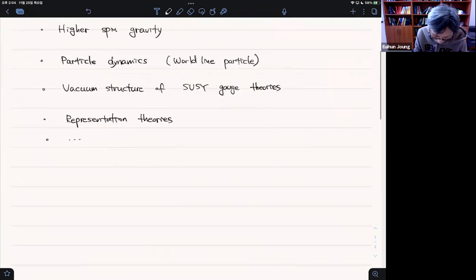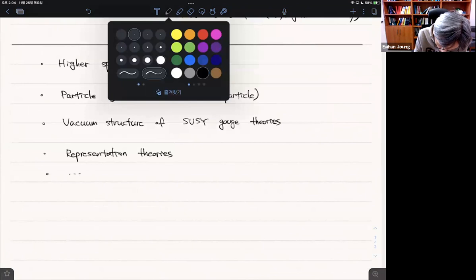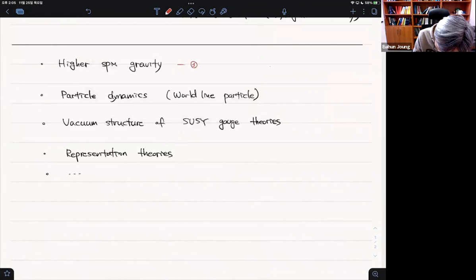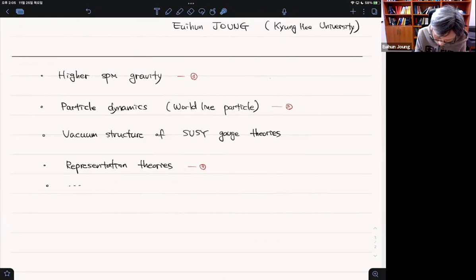So in these lectures, I will mostly focus on these two things, the first one and then the second one. I will also do something about representation theory. In today's lecture, I will discuss its relevance in higher spin gravity. And tomorrow I will talk a bit more about particle dynamics, as well as representation theory, which are relevant in physics. This will be done within what is called dual pair correspondence, which I will introduce tomorrow.